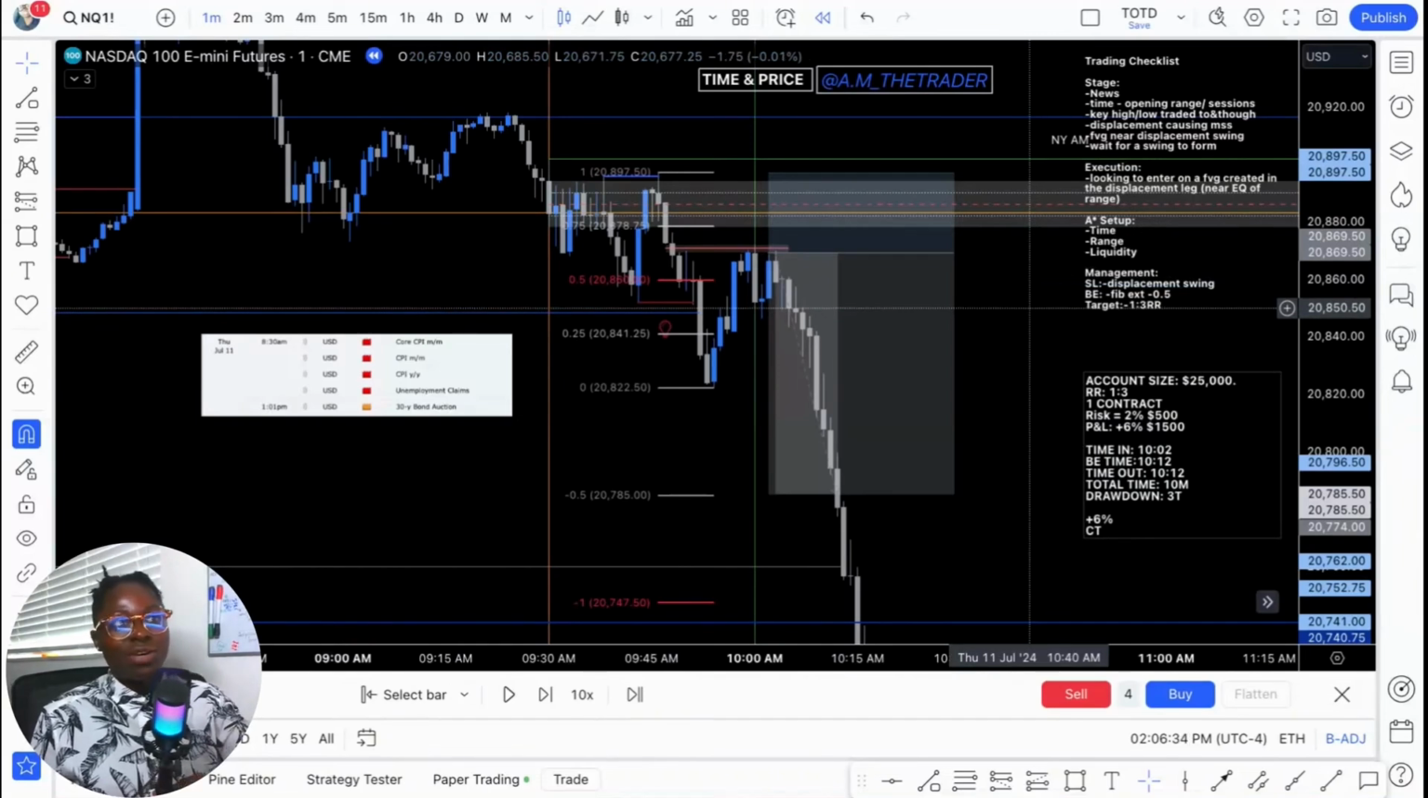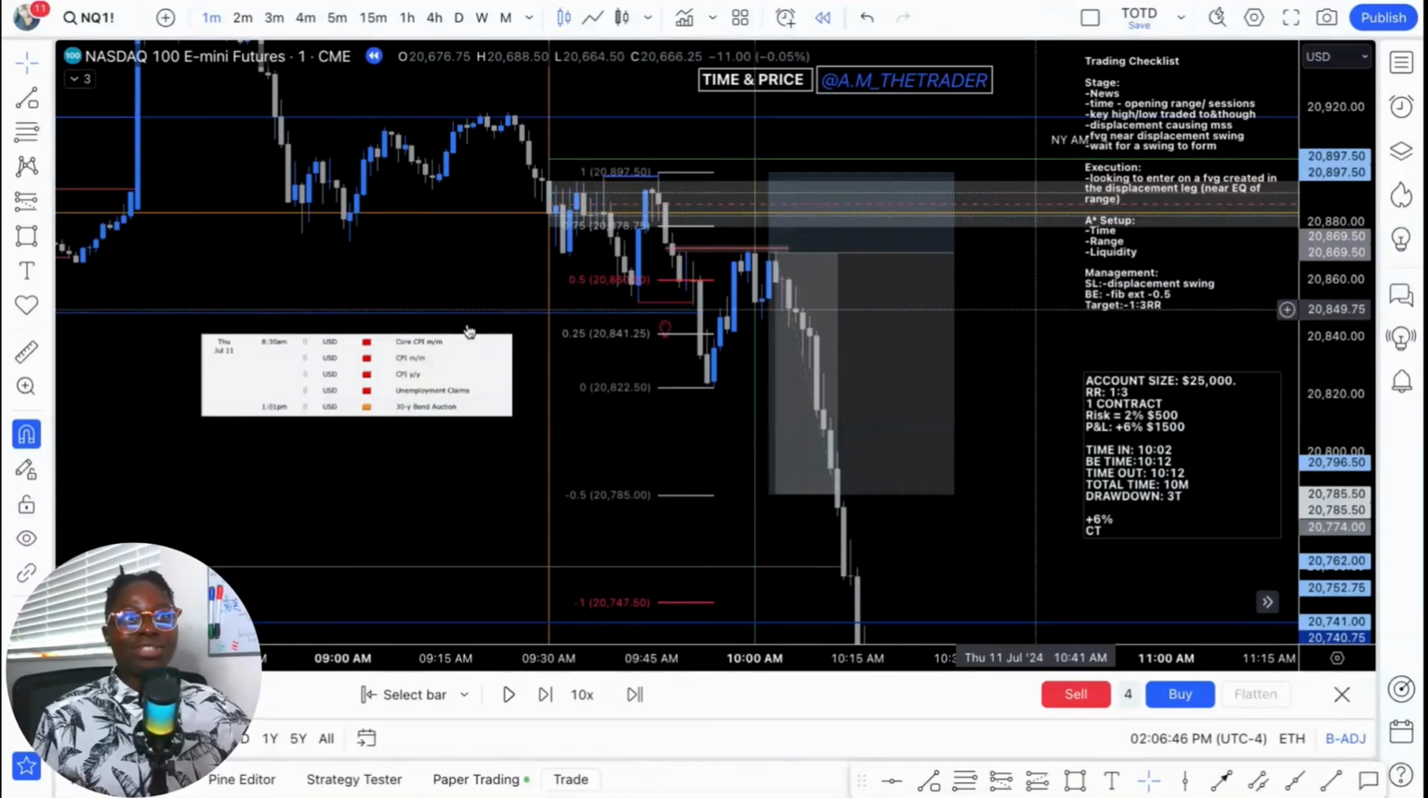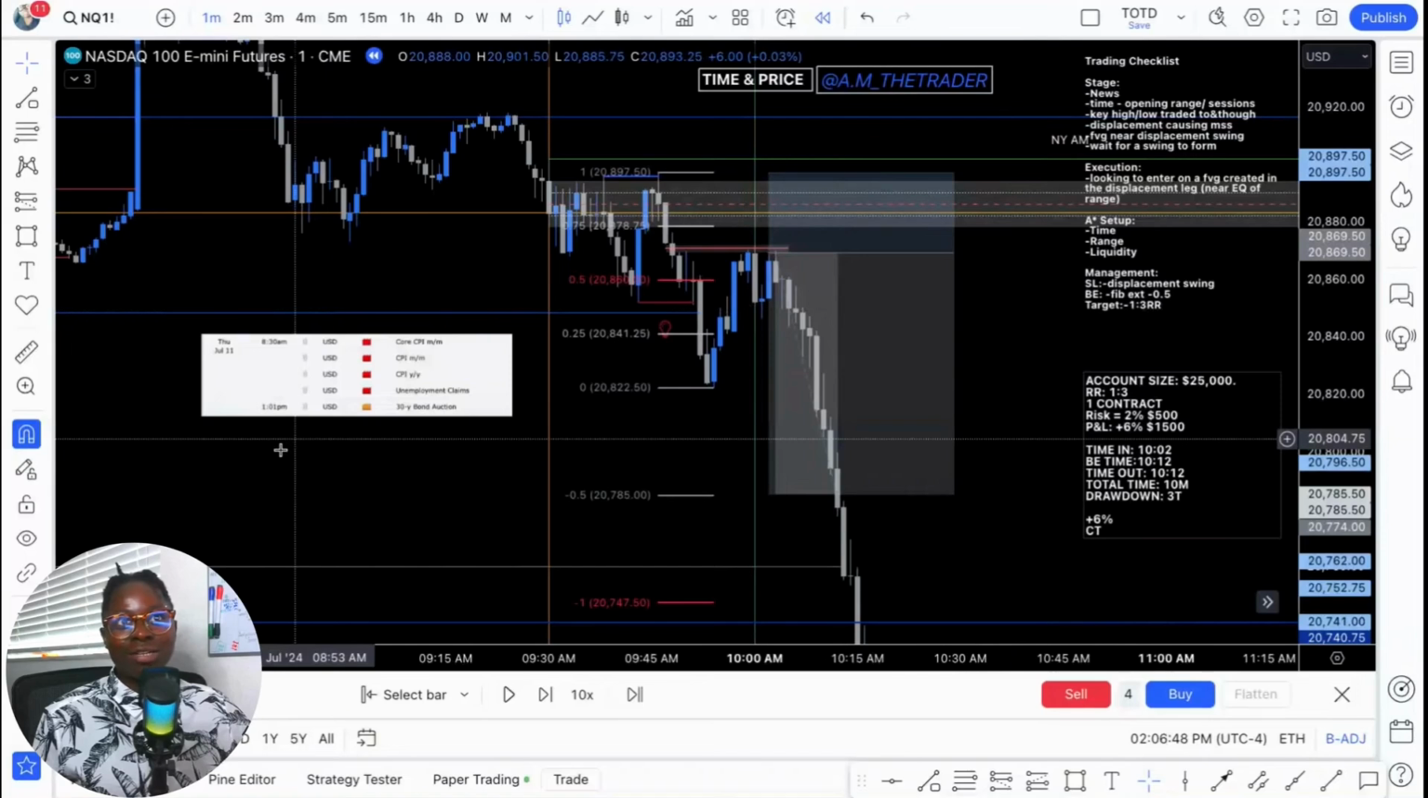We had the AM session sell formation that I personally wouldn't have taken, but it's a valid trade that you could have taken. Just because I'm looking to enter post 10:10 doesn't mean you have to enter post 10:10. Anyway, let's break down this trade. As always, we start with the economic calendar, and as you can see, we had CPI come out in the morning.